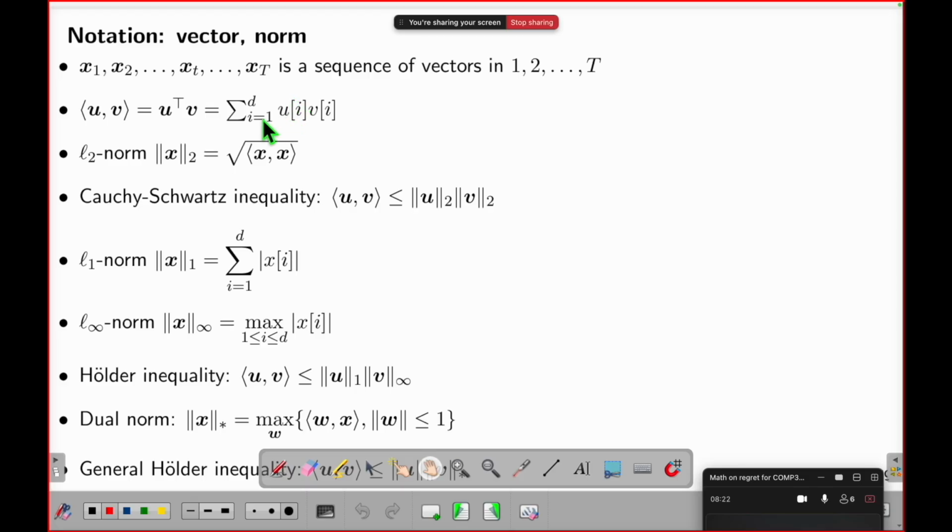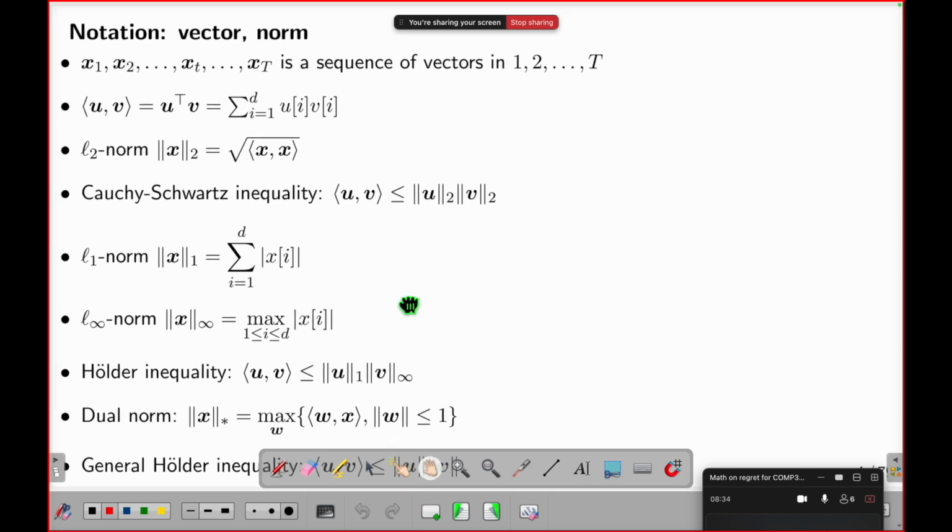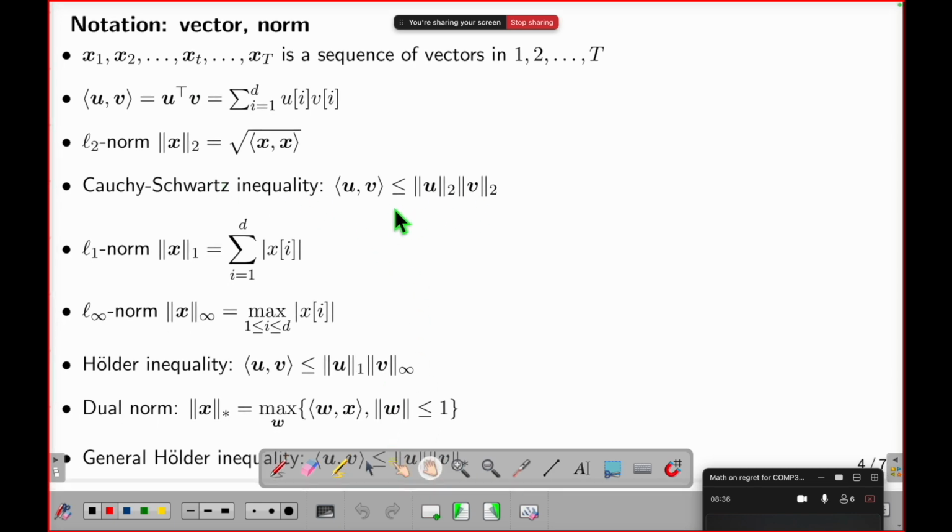Okay, vectors. So these are vectors, and I have t of them, and the inner product. And then the L2 norm is just the inner product. So again, this means transpose. And then Cauchy-Schwarz. Okay, you have this. And then these are classic. And then we also have the L1 norm. L1 norm means everybody takes absolute value, and then sum them. And then the L infinity norm, that means the largest entry in a vector.